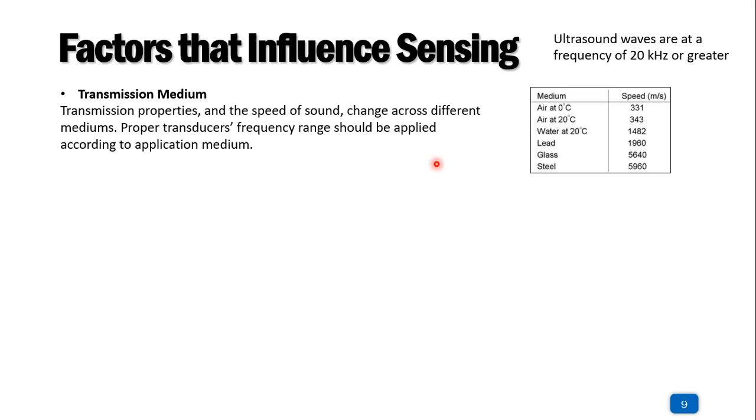First, this is the transmission medium. The transmission property of the speed of sound changes across mediums. Let's say the speed of sound in air is 331 meters per second, but in steel it is much higher.